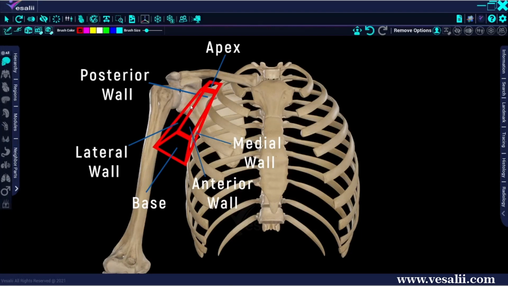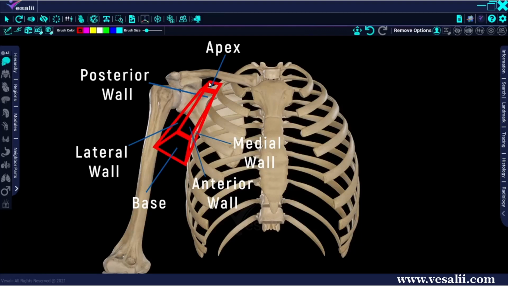The axilla, commonly known as the armpit, is the gateway to the upper limb, forming an area of transition between the neck and the arm. The axillary region is made up of the clavicle, the scapula, the upper thoracic wall, the humerus, and the muscles. It is an irregularly shaped pyramid space directed medially and upwards with 4 sides, an apex and a base.